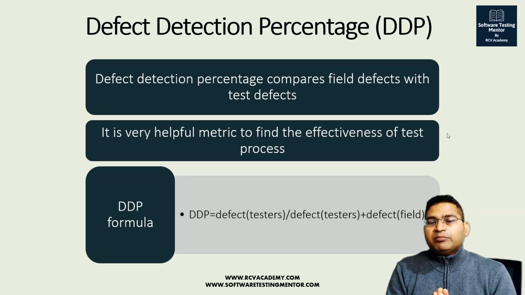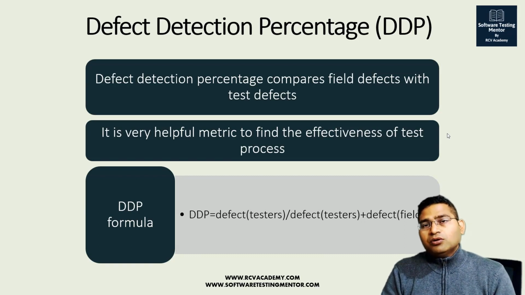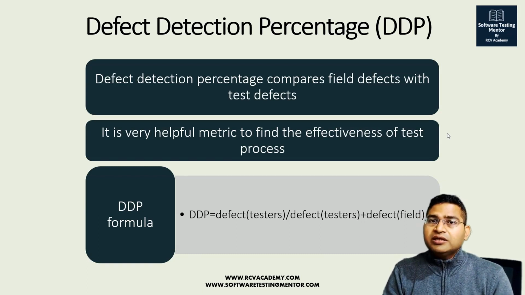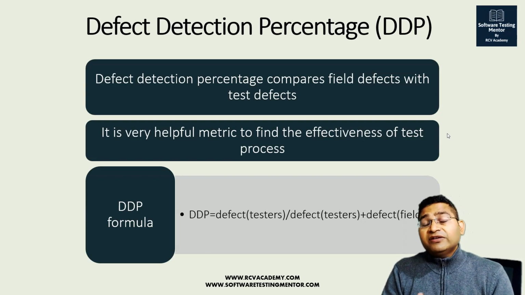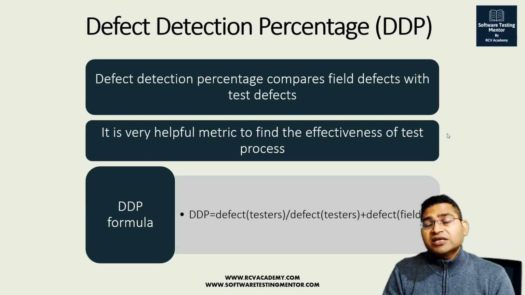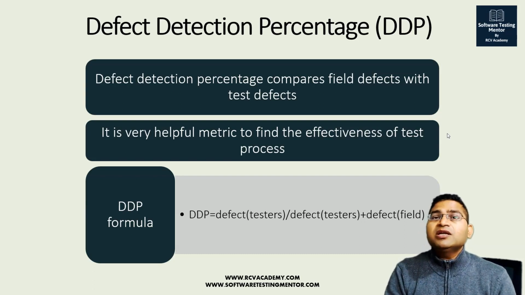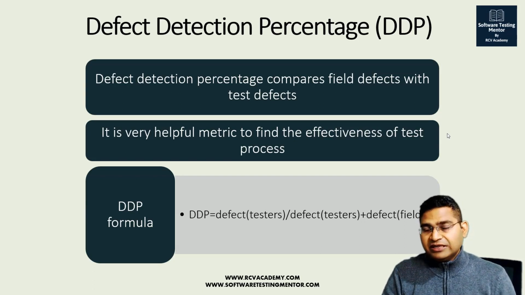Now, if, for example, 100 defects were found by the testers, but then another 100 were found in the field as well, so 100 divided by 100 plus 100, which is 200. In that particular case, the defect detection percentage is basically 1 by 2, which is 0.5. Now the defect detection percentage is really bad in this particular case.